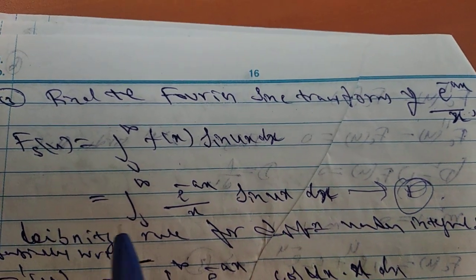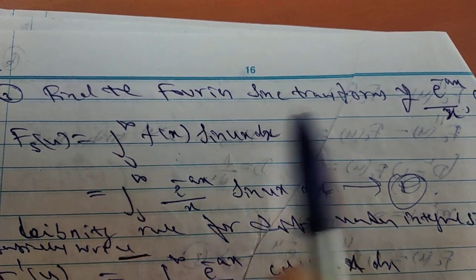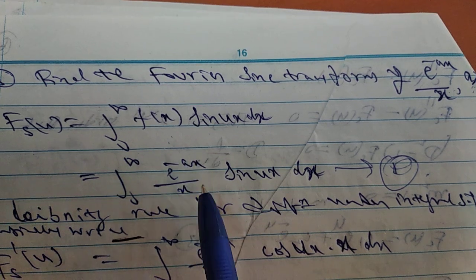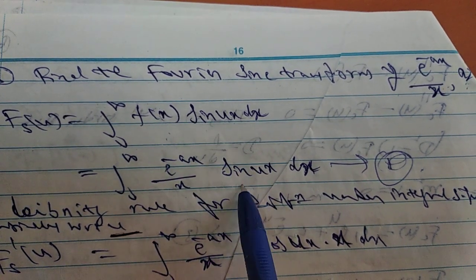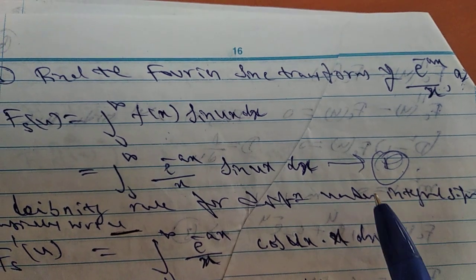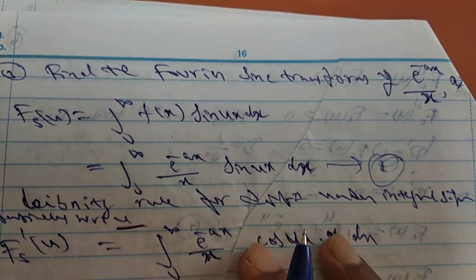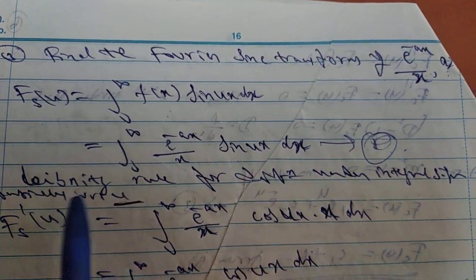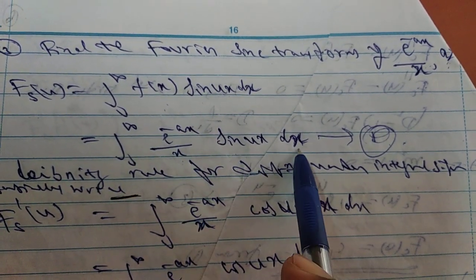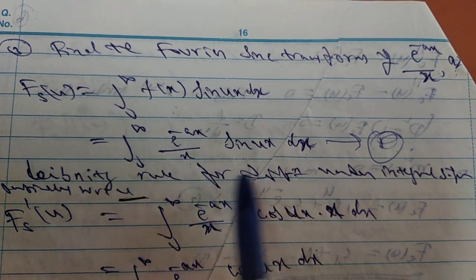So F of u is equal to, what is f of x? f of x is e power of minus ax divided by x, substitute here. So this sin ux you have to write as it is into dx. So you call it equation number 1. So now, directly it is not possible to integrate this one, e power of minus ax by x sin ux into dx. There is no formula directly.